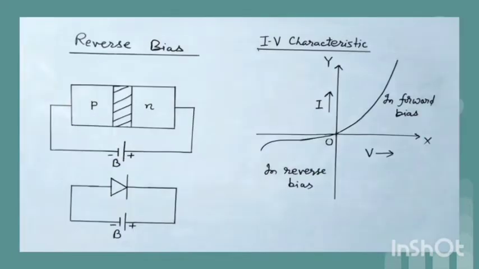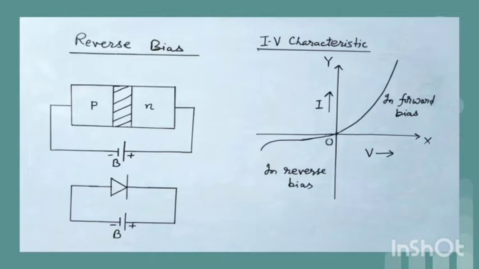In reverse bias, the positive terminal of the external battery is connected to the N side and the negative terminal is connected to the P side of the PN junction. In reverse bias, the applied voltage increases the barrier height and also the thickness of the depletion layer.